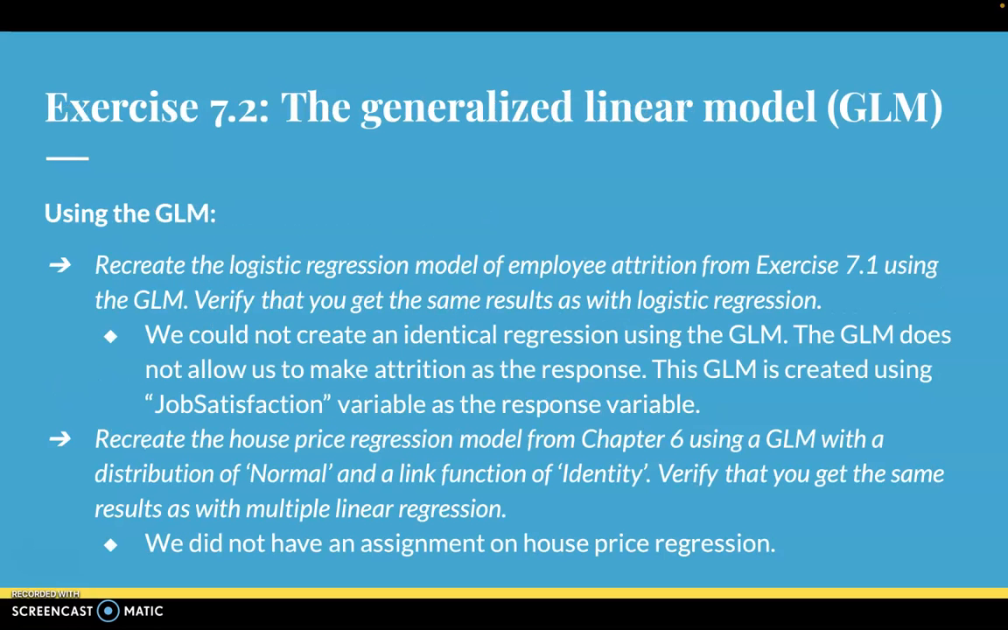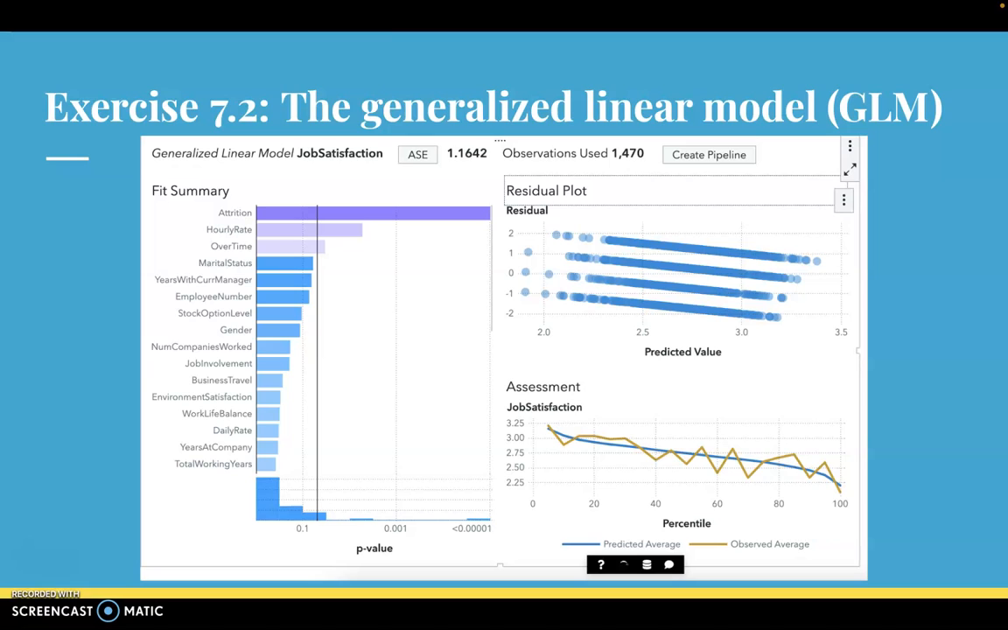Then we're supposed to use the generalized linear model to recreate the logistic regression model for the employee attrition, and then verify that we got the same results as with logistic regression. In using the GLM, we were not allowed to make attrition the actual response of the GLM, but we did create one using job satisfaction as the response variable. So looking here, job satisfaction was our outcome we were looking at.